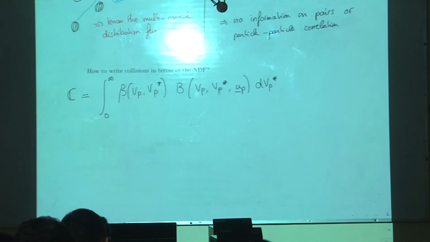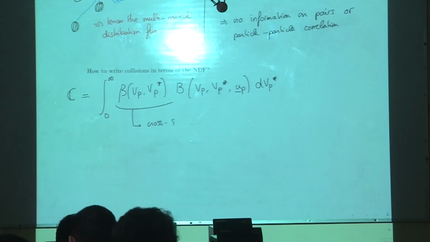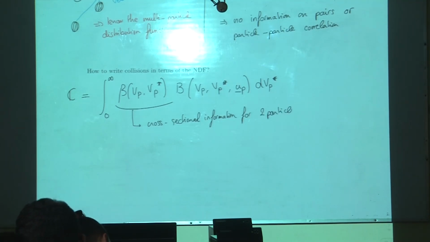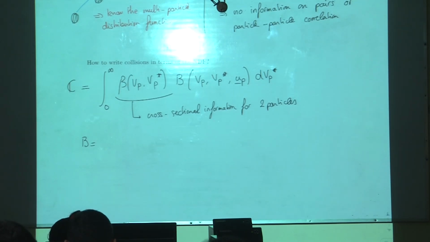So this is classically how this would be written. The important aspect here, so this is a coefficient that tells you something about cross-sectional information for our two particles, defining the areas that they occupy as they move. But the more important thing here for us is this B. What this B is effectively is a coefficient that comes out of the integration of the pair distribution function.